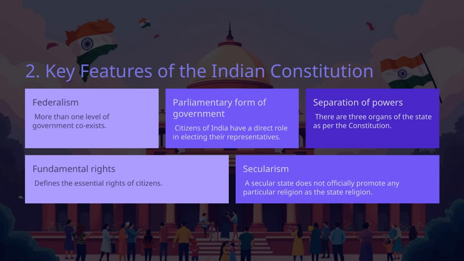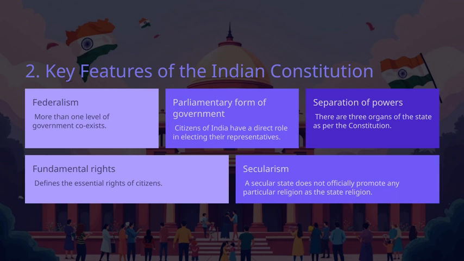Moving on, the parliamentary form of government is another crucial feature. This system allows citizens to play a direct role in electing their representatives through elections, ensuring that the government is accountable to the people. Then there's secularism. A secular state does not promote any one religion as the official religion. Instead, it respects all religions equally, which is vital in a country as diverse as India.